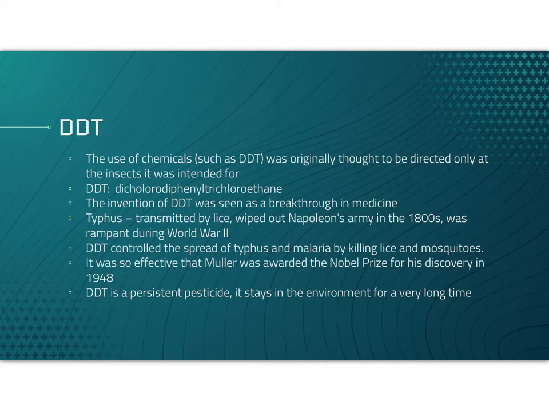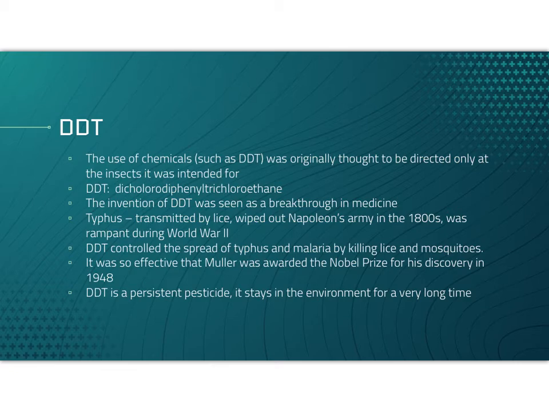So let's talk about DDT. DDT was originally thought to be directed only at the insects it was intended for. The invention of DDT was seen as a breakthrough in medicine. It was really important because typhus, which was transmitted by lice, was rampant during World War II. So they used DDT to kill the bugs that were carrying typhus, as well as anything else around. But it also helped to kill bugs carrying malaria. So it was super effective, and the guy that designed it was awarded a Nobel Prize.